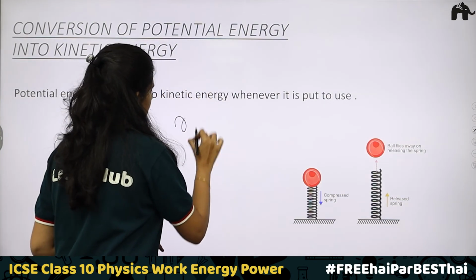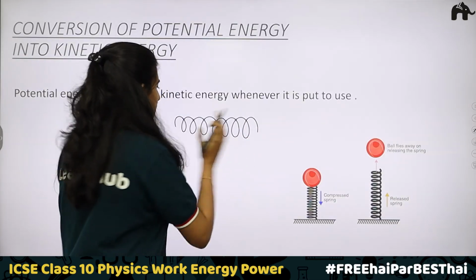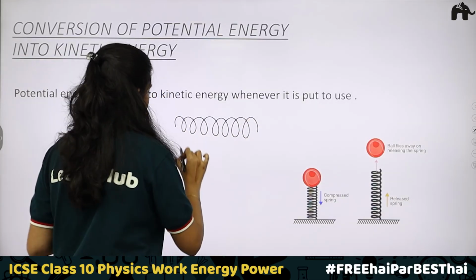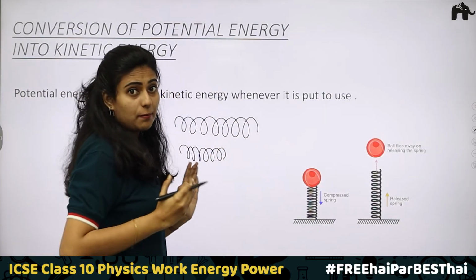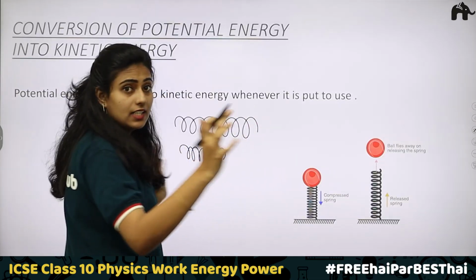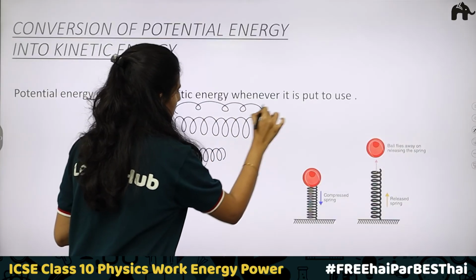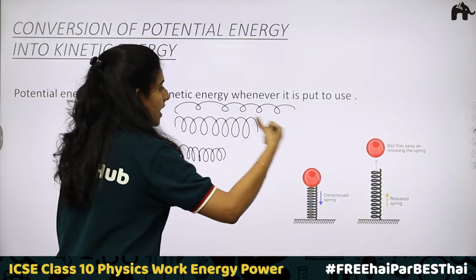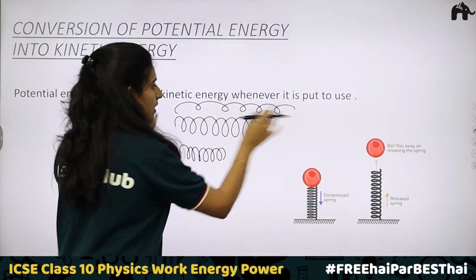So, initially, this is the state of the spring. Normal state. You can either expand it or compress it. This is the compressed state. When you are applying a force and pressing, it comes to the compressed state. When you are expanding, you are pulling, applying a force, and the spring will be expanded.